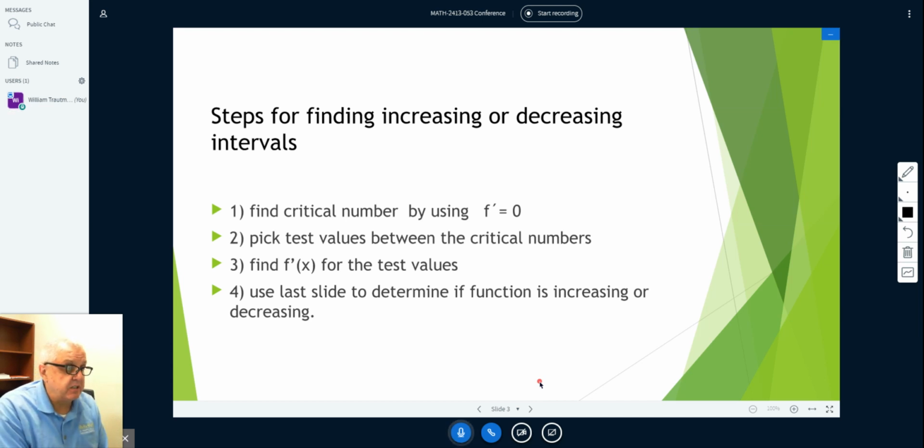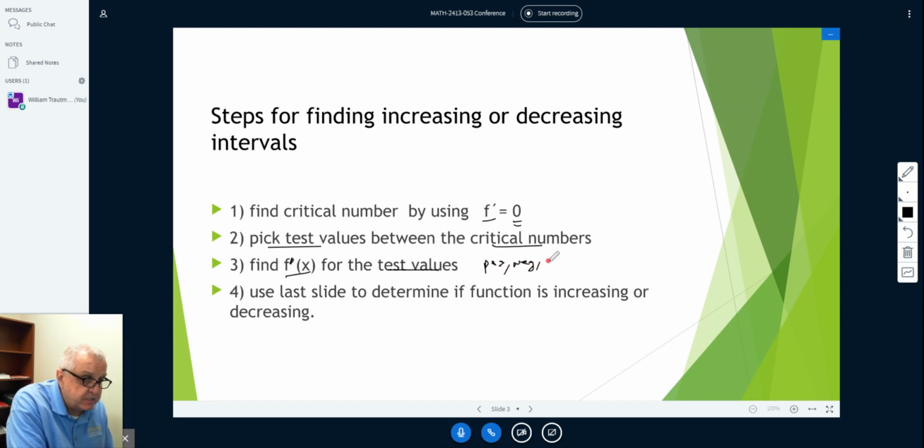Steps for finding an increasing or decreasing function. First, we find the critical numbers, by taking the derivative of the function and setting it equal to zero. Then pick test values between the critical numbers, and find f prime for the test values. In other words, we want to find out if the slope is positive, negative, or zero.